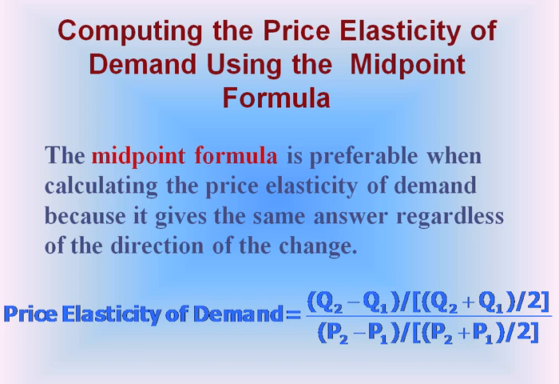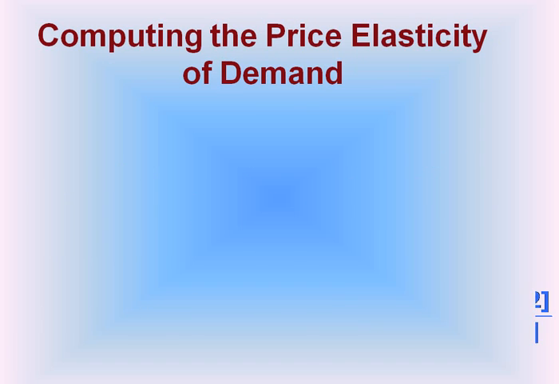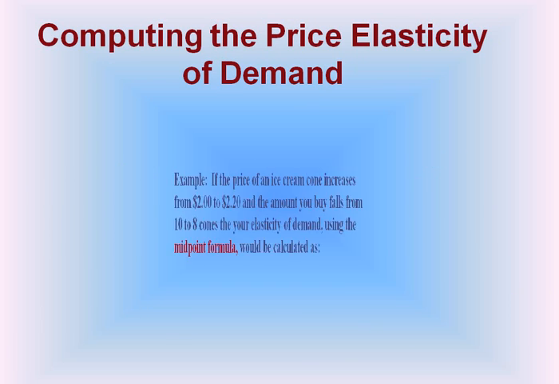Price elasticity of demand is Q2 minus Q1, that is the change, divided by Q2 plus Q1 divided by 2, that is the midpoint of quantity demanded. Everything is divided by P2 minus P1, that is the change in price, divided by P2 plus P1 divided by 2, that is also a midpoint. So we are going to calculate the price elasticity of demand.